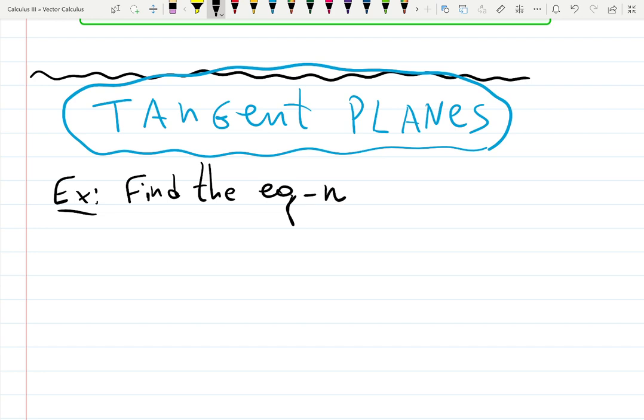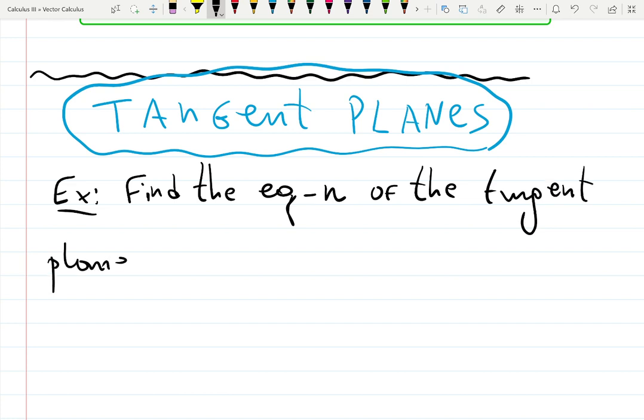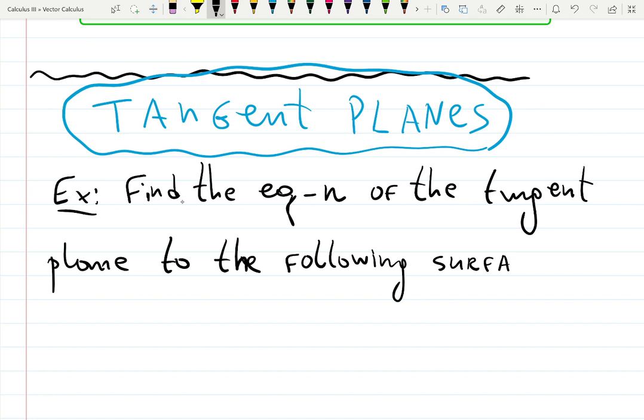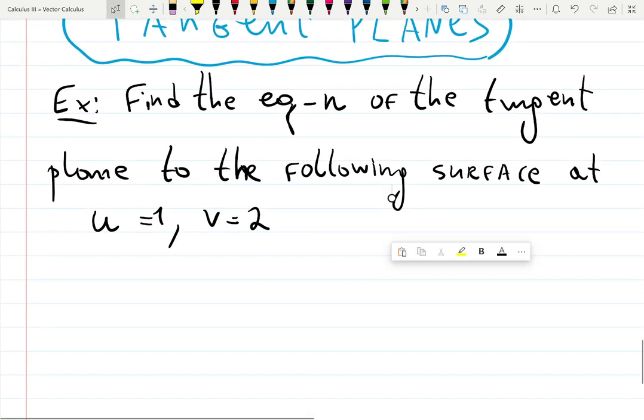Find the equation of the tangent plane to the following surface at... Why am I handwriting so bad? And now we're giving it the other way around. We give you your u and we give you your v. That is a point.